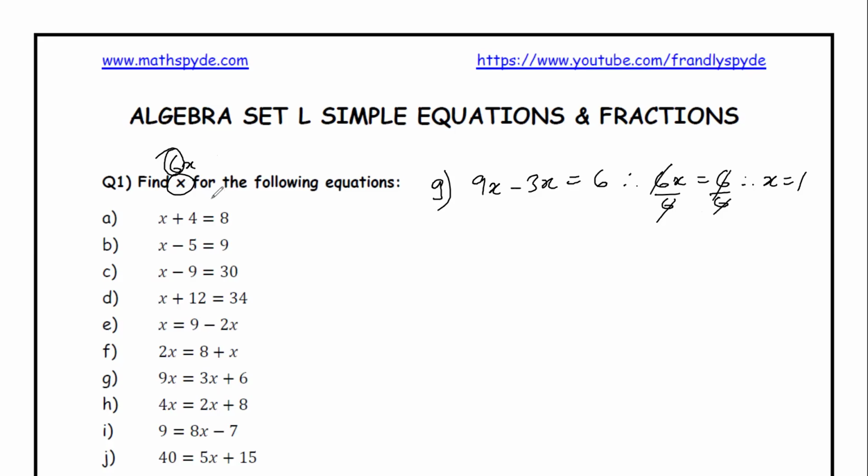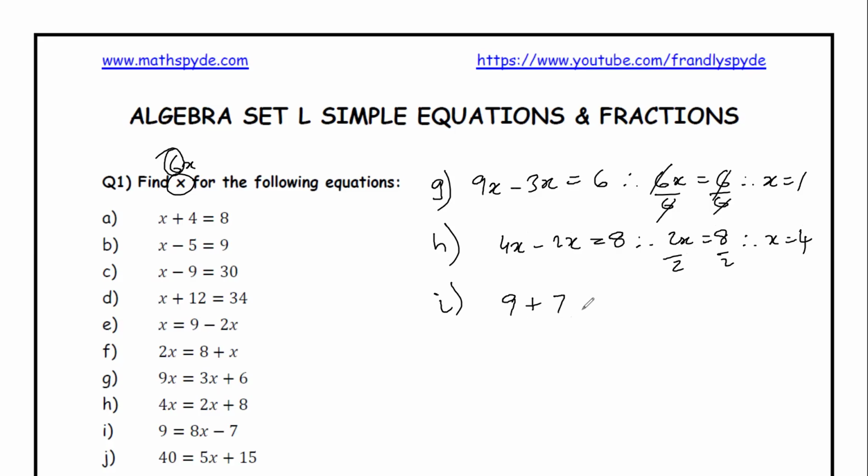Now we can't just divide by 6 on one side of the equal sign. We need to divide by 6 on both sides. So to maintain the integrity of the equation, whatever we do to one side of the equal sign, we need to do the same thing on the other side of the equal sign. Okay. H. 4x minus 2x is equal to 8. Therefore, 2x is equal to 8. Divide 2 on both sides. And therefore, you got x is equal to 4. All right.